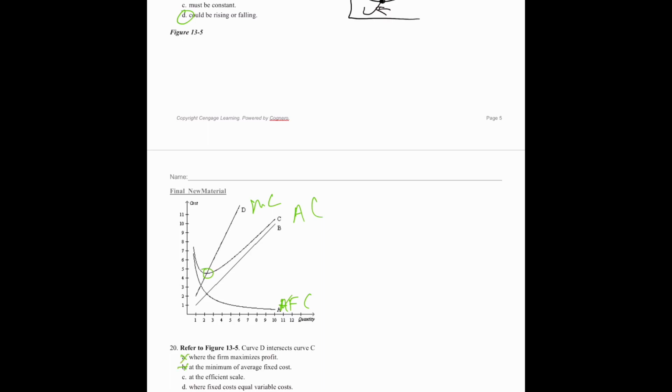Is this necessarily where the firm maximizes profit? No. Is this where fixed costs equal variable costs? No. It is in fact at the efficient scale. Remember, the efficient scale is going to be the minimum average total costs. So we know that C must be our average total cost curve. And then B must be our average variable cost curve.